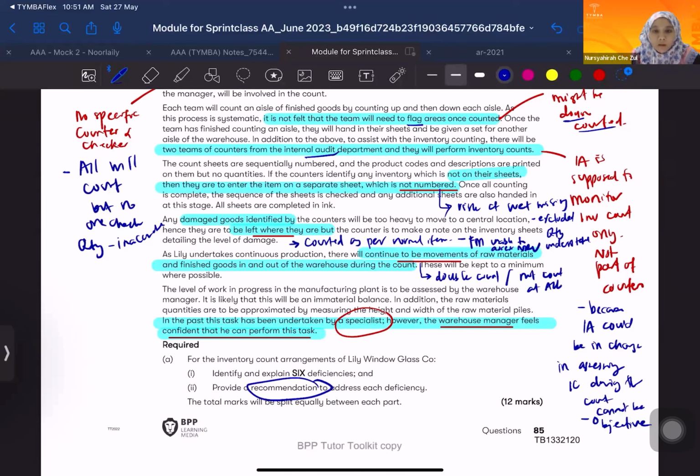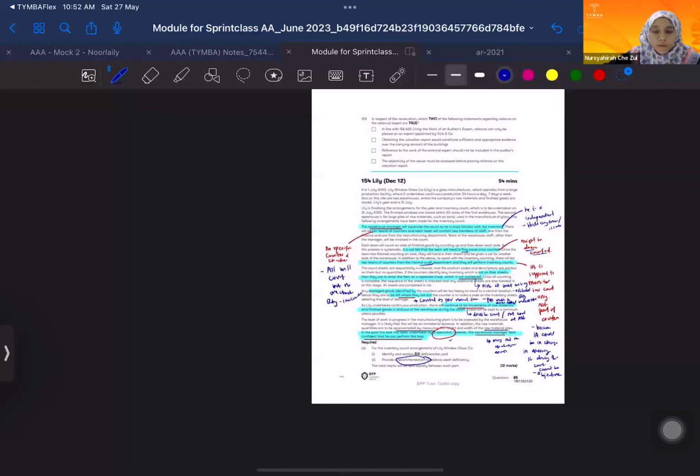Right, last one, because they have some special methods to calculate their raw material files. Previously it was done by the specialist, but now the warehouse manager feels that he is confident to undertake this task. So we can argue that he may not be qualified enough to undertake this task. So it could result in error in measuring the raw materials files. Okay, done. Any points? Is there any points which you identified but I did not highlight in the script?